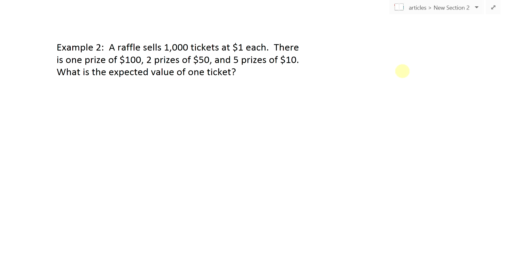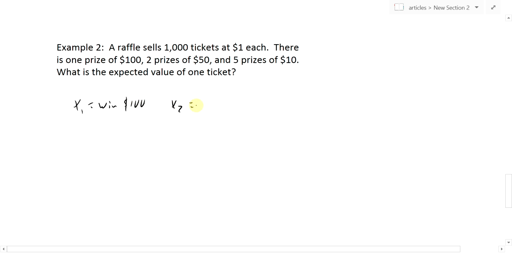Here's another example. It's really the same setup. A raffle sells 1,000 tickets at $1 each. There's just a couple things to keep in mind here. Right? So what are the possible outcomes? X1 is you win $100. That's the grand prize.